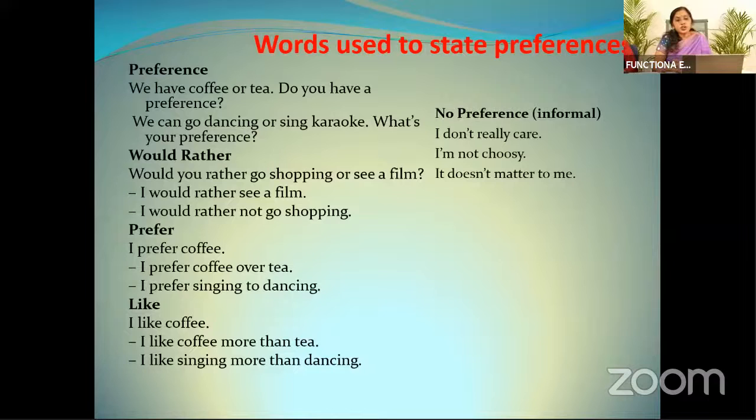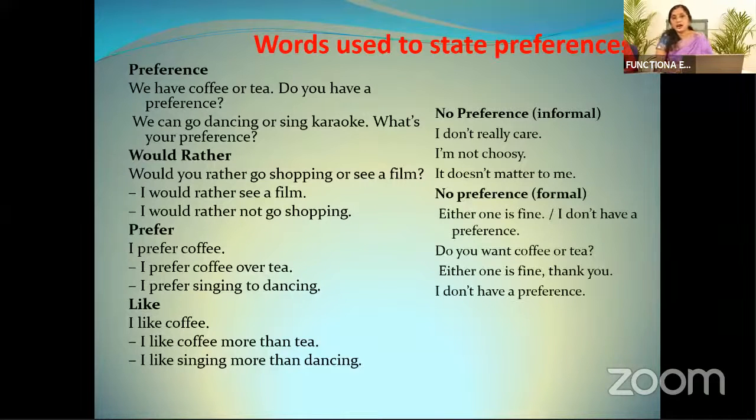Would you rather go shopping or see a film? I don't really care. You can take me shopping or you can take me to a film. Either of the choices, it's the same to me. I can come with you wherever you go. You are more important to me than the shop or the movie. So going together with you is more important. I don't really care. So this is a very informal way of saying the choice does not matter at all.